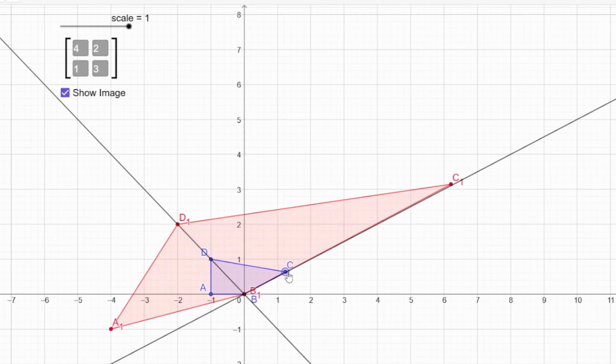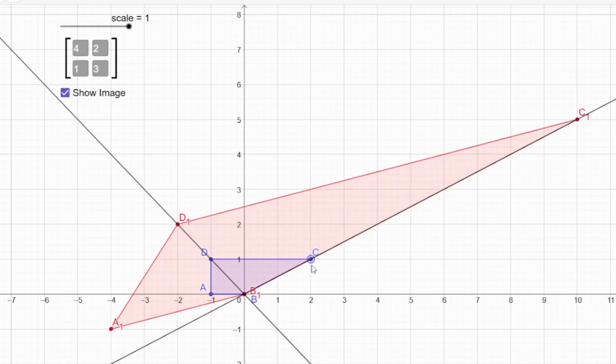So if I just choose a point here, 2, 1, this corresponds to an eigenvalue of 5. That's the eigenvector y equals half x. So C to C dash is 5 times as far from the origin. So 2 scales up to 10 units, and then 1 up corresponds to a scale of 5 units up. Okay, so it's scaled up by a factor of 5, as we expect.